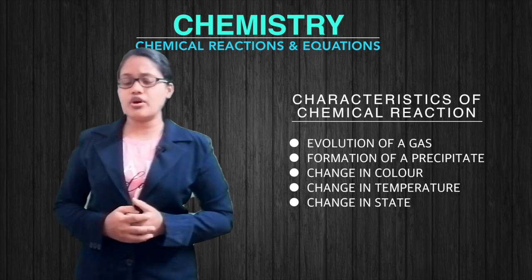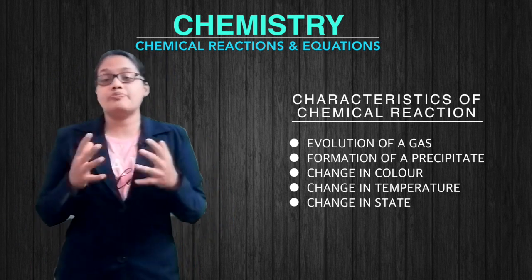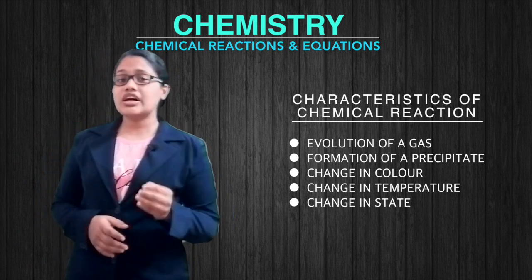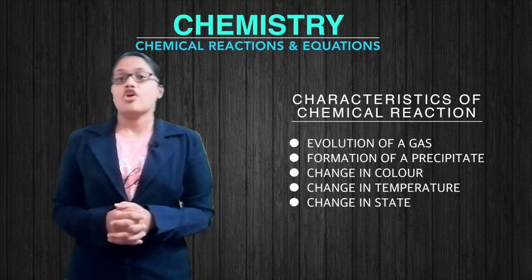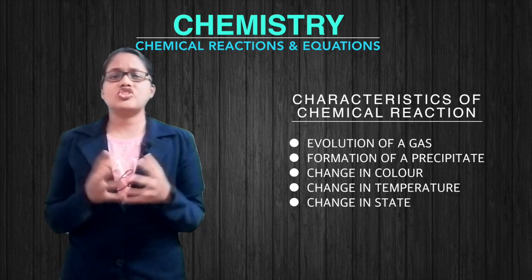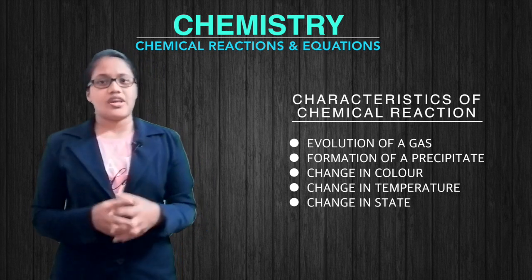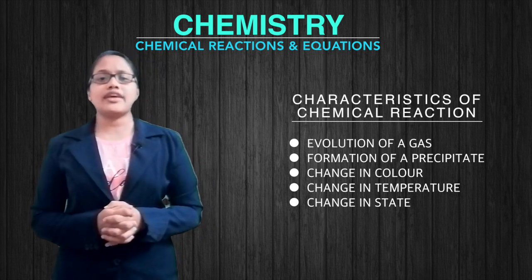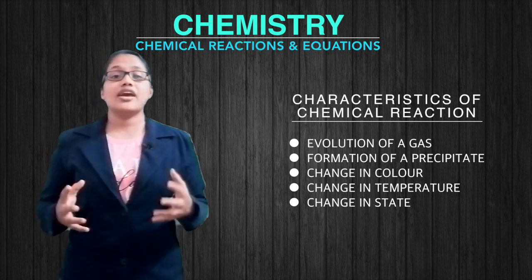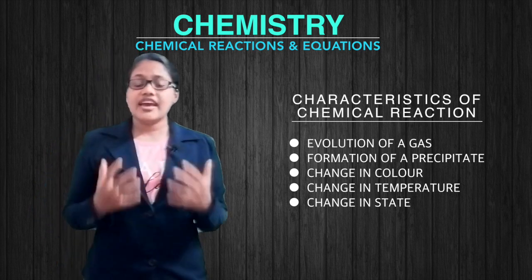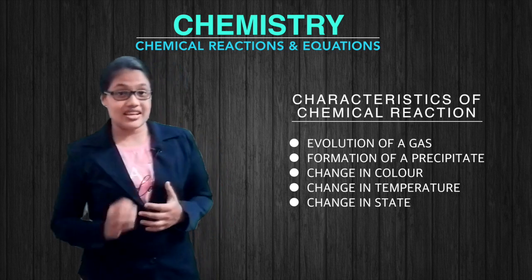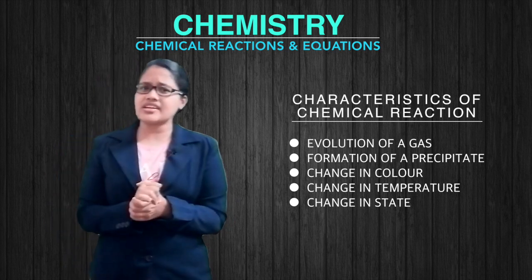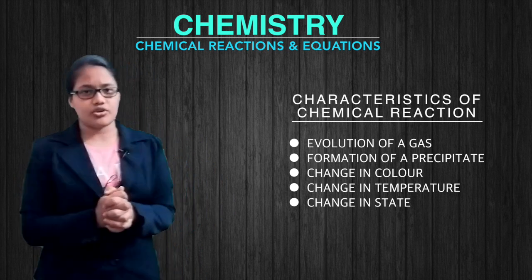The second one is the formation of a precipitate. The third one is a change in color. The fourth one is change in temperature. And finally, the fifth characteristic is change in state. Any one of these general characteristics can tell us whether a chemical reaction has taken place or not.